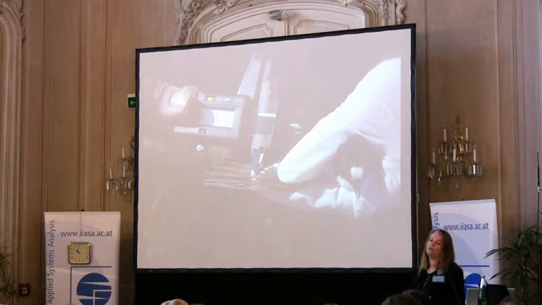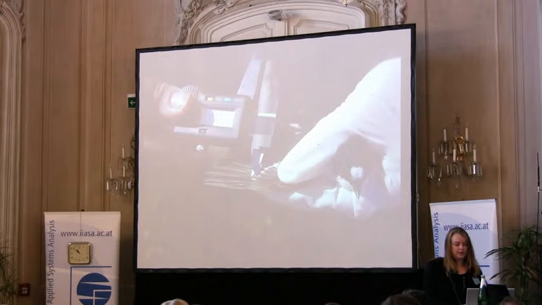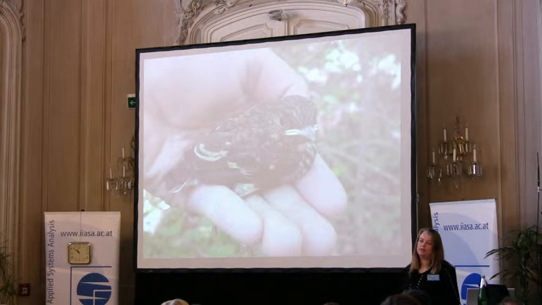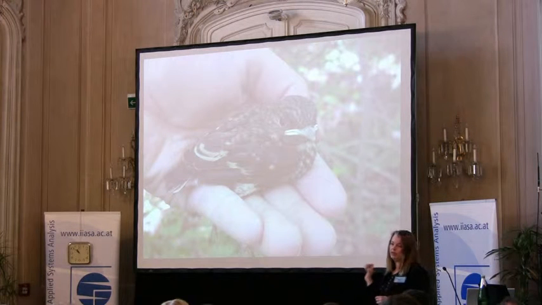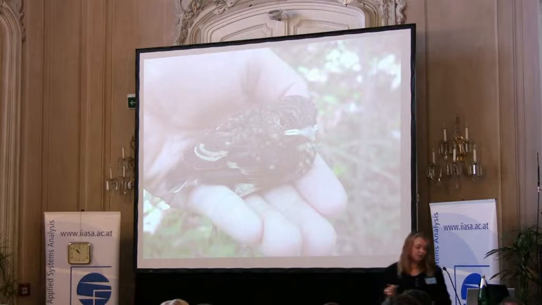And we measure all the morphological traits. So for example, the white wing patch, the white forehead patch, tarsus length, wing length, everything you can measure. And we ring mark the chicks and weigh them before they leave the nest. And how much they weigh when they leave the nest is a good predictor of whether they are going to survive or not.